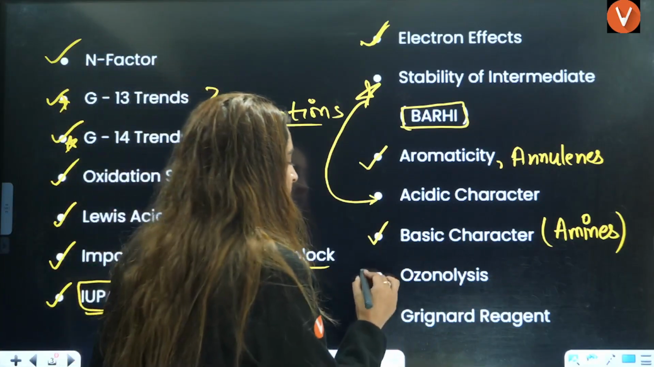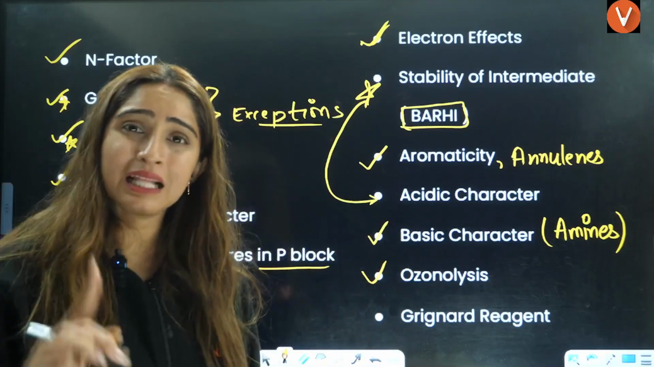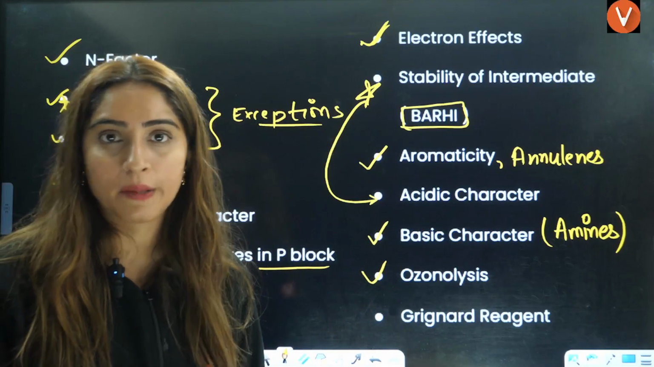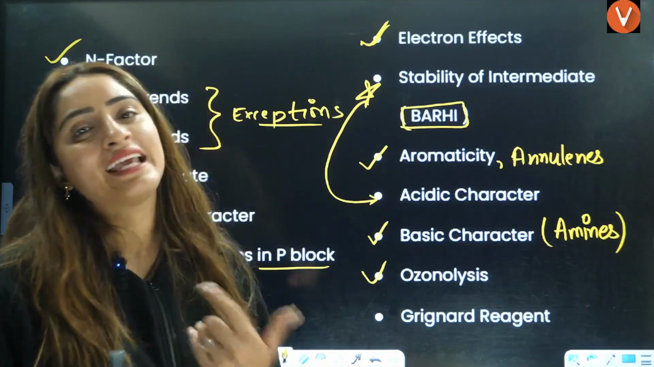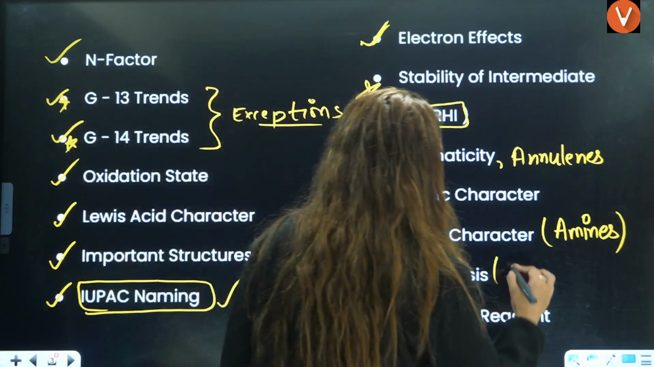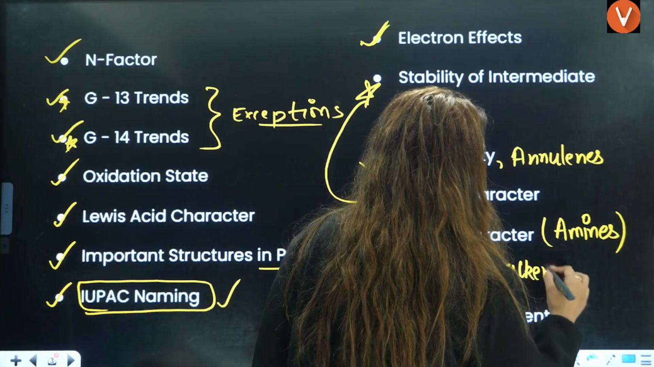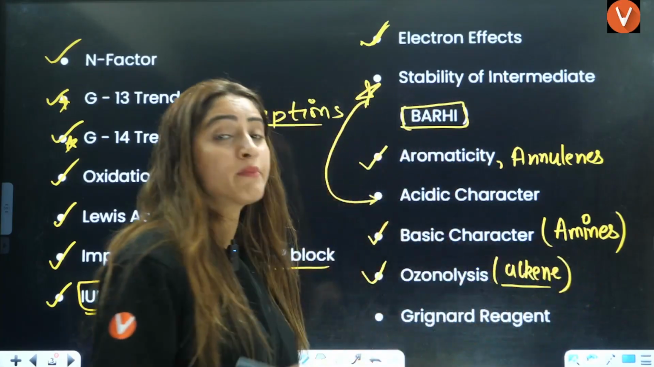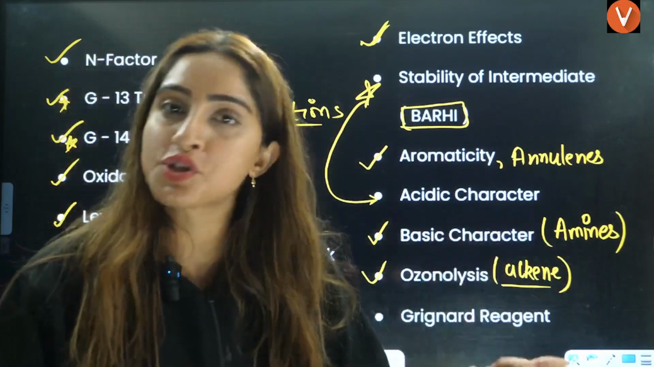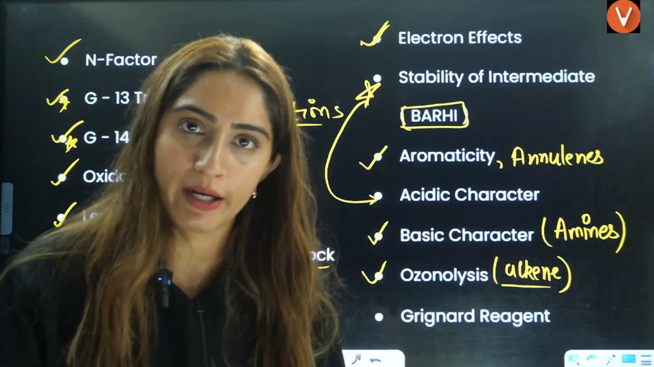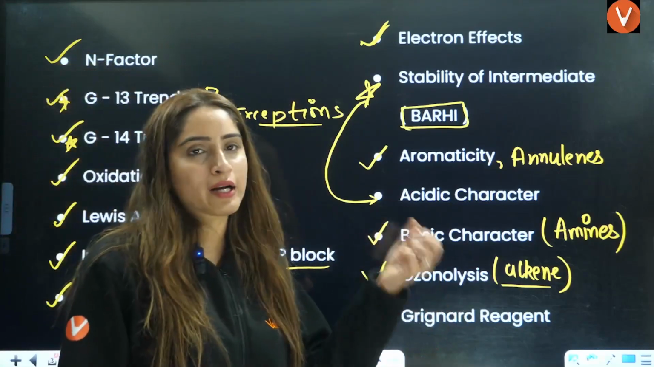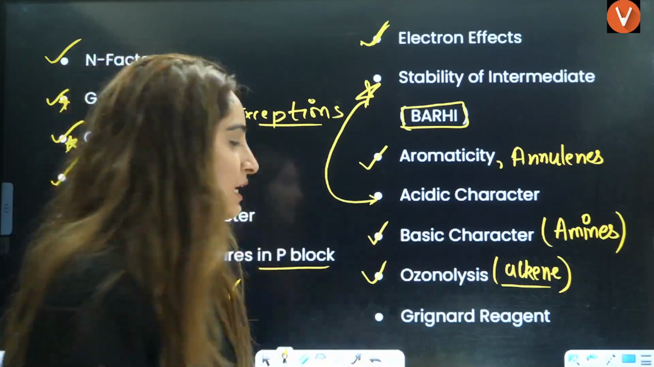High chances. Then ozonolysis. There are two kinds of ozonolysis in your syllabus, alkene and alkyne. Alkene is more important to you, right? Both reductive and oxidative. And if you want to ask, ma'am, out of oxidative and reductive, which is important? Reductive is more important, right? So usually they will ask you reductive ozonolysis of alkene, right?